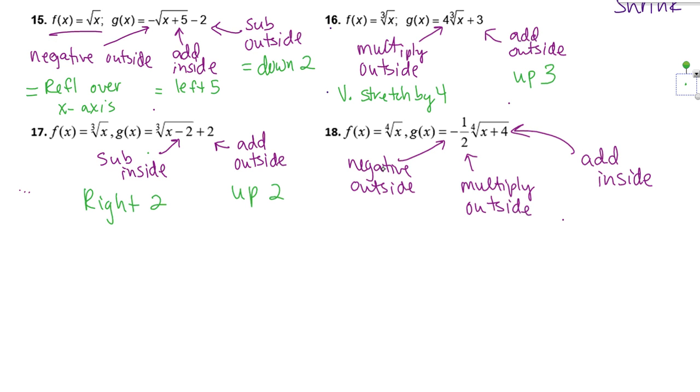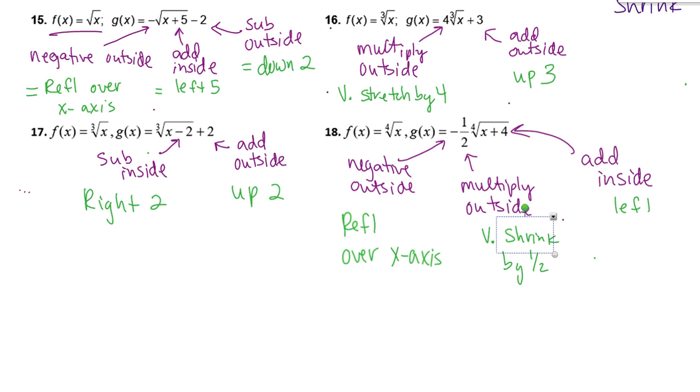Okay, negative outside means a reflection over the x-axis. Multiplying outside means a vertical either stretch or shrink. Now it's a 1/2, which is a smaller number, so it's going to be a vertical shrink by 1/2. And then adding inside means we've moved left 4.